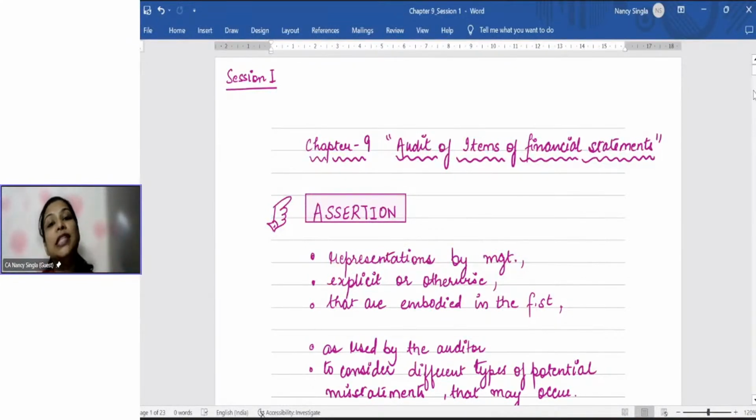I hope, students, that the chapters you have covered so far in these sessions, that is up to chapter number 8, are clear to all of you, right? And I also expect that you have started studying hard and preparing this subject, right?